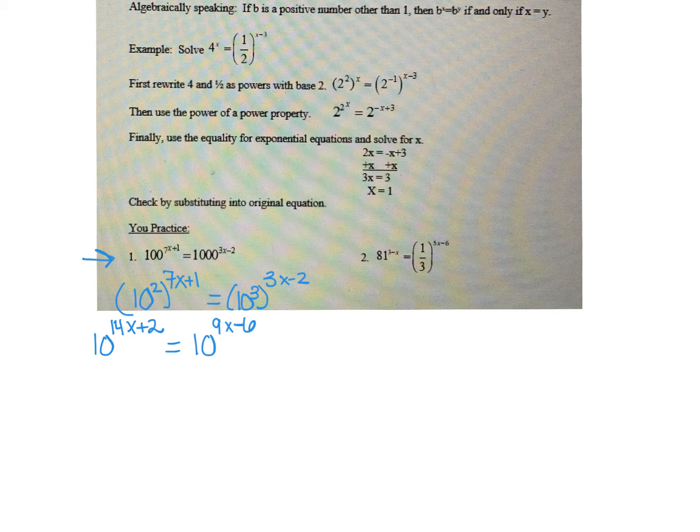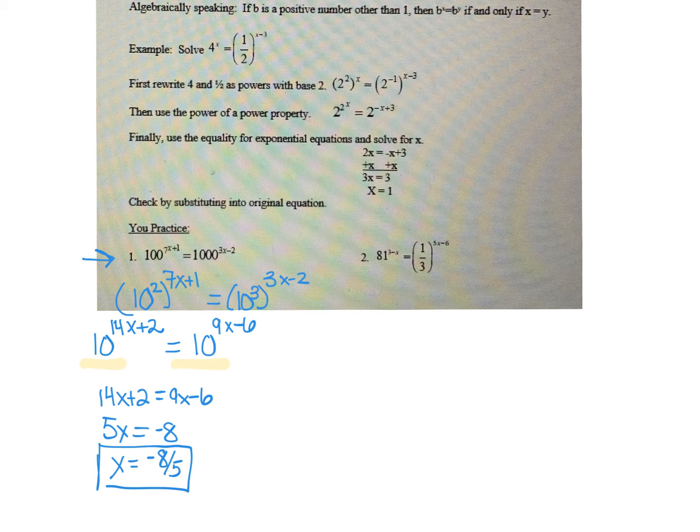And now we can use that one-to-one property because the bases are the same. So if the bases are the same, then we know that 14x plus 2 has to equal 9x minus 6. I'm going to subtract the 9x over and get 5x, and then I'm going to subtract the 2 the other way, equals negative 8. Divide by 5, and you should get that x equals negative 8/5.